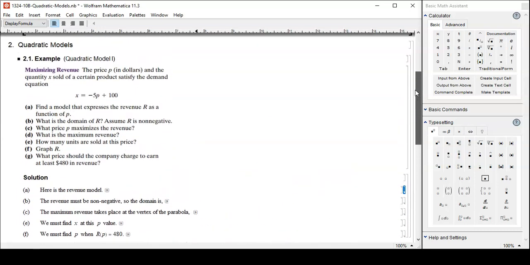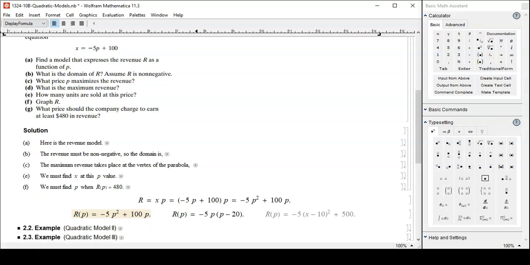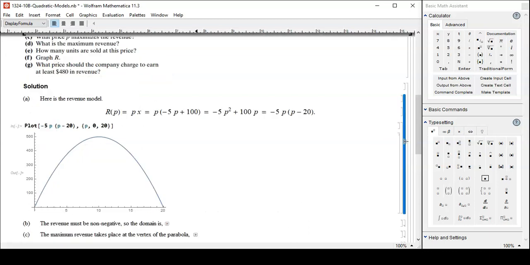Okay, that was part A. Part B, what's the domain? Well, theoretically speaking, any quadratic function has domain negative infinity to positive infinity in abstract space, but this is not really theoretical stuff or abstract space. This is an empirical problem. Let's go back to this graph. Does it make sense to consider negative price and negative revenue? So it doesn't make sense here. It doesn't make sense there either.